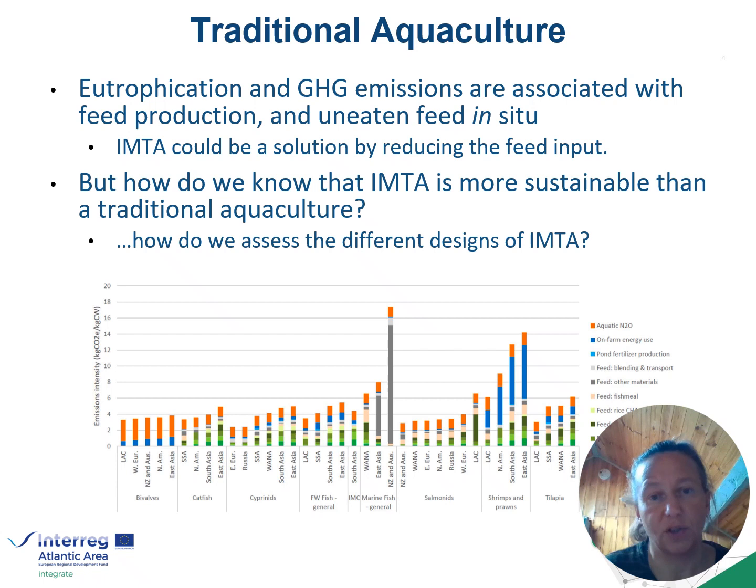So eutrophication and greenhouse gas emissions are associated with feed production and uneaten feed in situ in relation to traditional aquaculture. And IMTA could be a solution to this by reducing feed input and therefore wastes and greenhouse gas emissions, and therefore making aquaculture more sustainable. But how do we actually know that IMTA is going to be more sustainable than traditional aquaculture, and how do we assess the different designs and species mixes of IMTA?